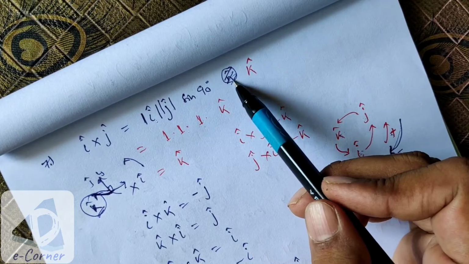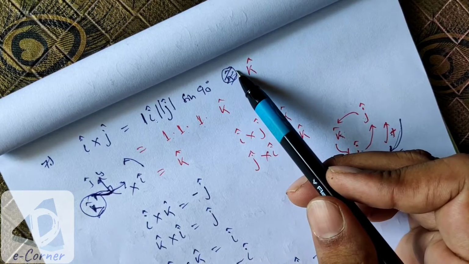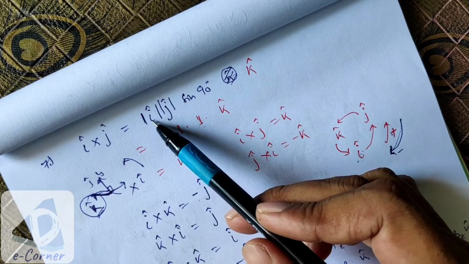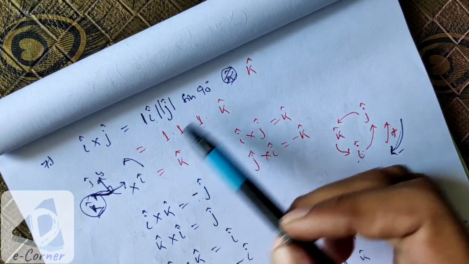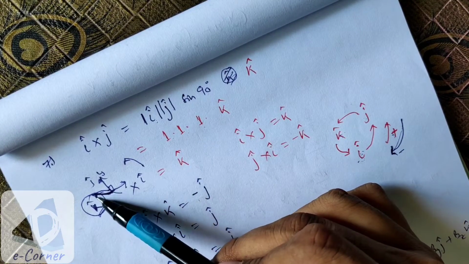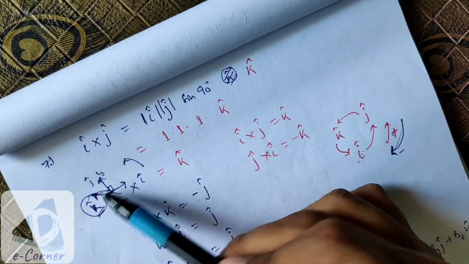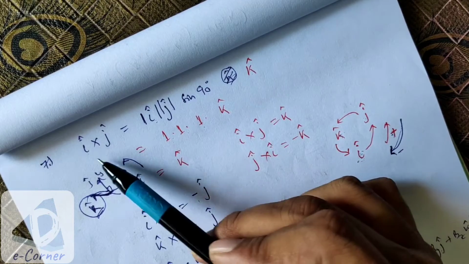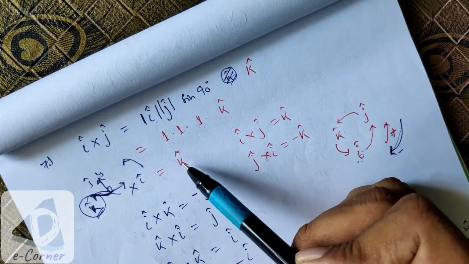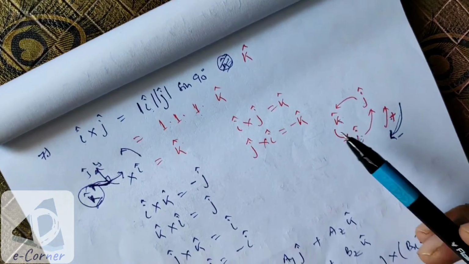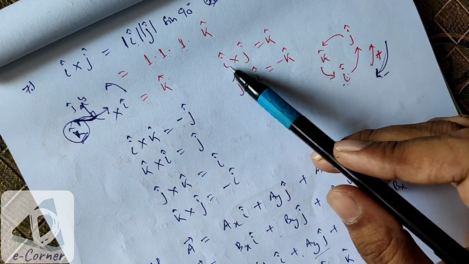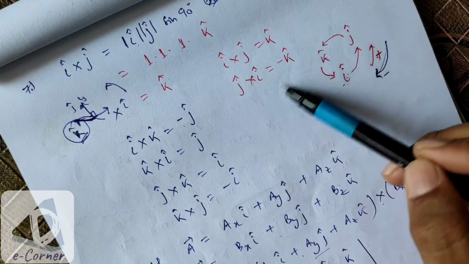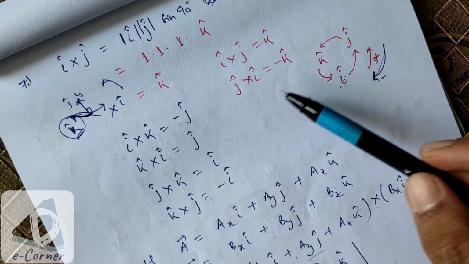So this gives you the magnitude 1. And since we have n cap, and n cap is the direction perpendicular to the plane containing A and B, and here I cap and J cap are placed in the plane, K cap is nothing but your Z axis, along the positive Z axis. So here n cap will be K cap. So I cap cross J cap is equal to K cap. And J cross I is equal to minus K cap, due to the anti-commutative property.